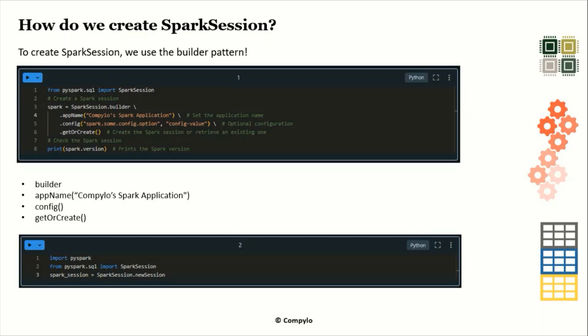Here, builder is the method that helps in constructing a new SparkSession. The appName sets the name of our application, which can be useful for tracking purposes. The config is used for setting various Spark configurations, but it is optional. And getOrCreate, this method will either create a new Spark session if one doesn't exist or return the existing one. However, if we want to create a new Spark session object every time, we can use the newSession method as shown in the second screenshot.